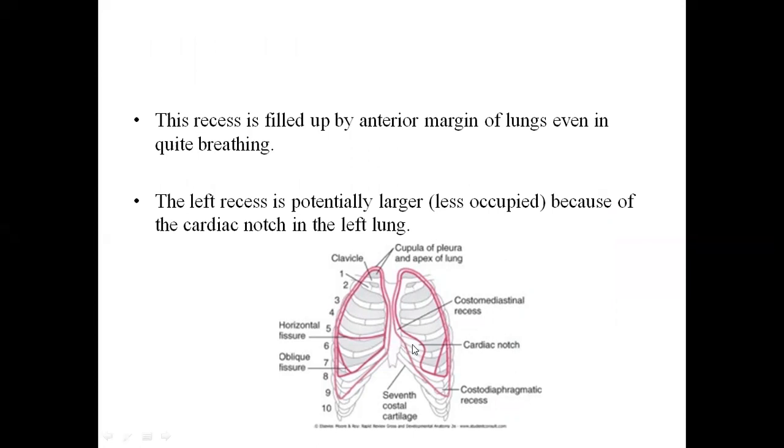Whereas the left costomediastinal recess is potentially larger because of the cardiac notch on the left side. Cardiac notch is a notch-like structure that you can see on the anterior border of the left lung. So because of the presence of the cardiac notch, the costomediastinal recess on the left side is more pronounced.